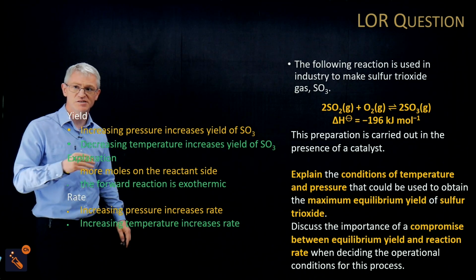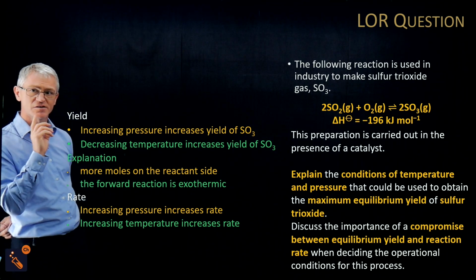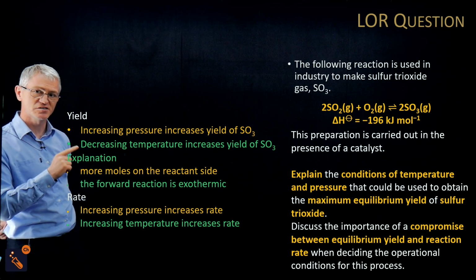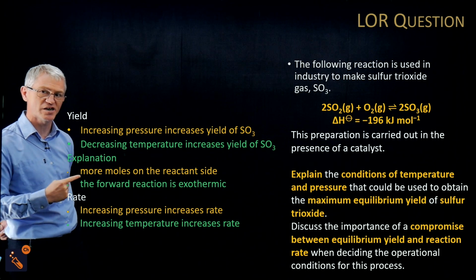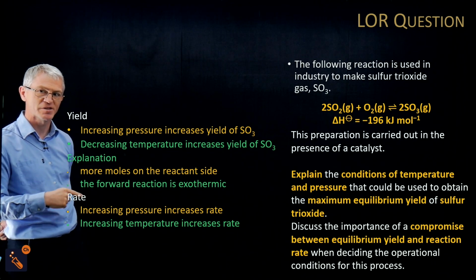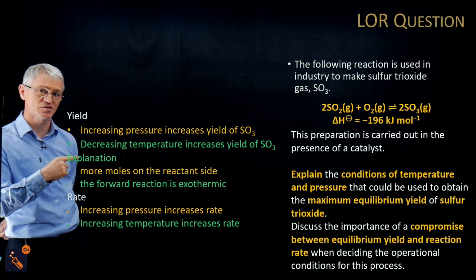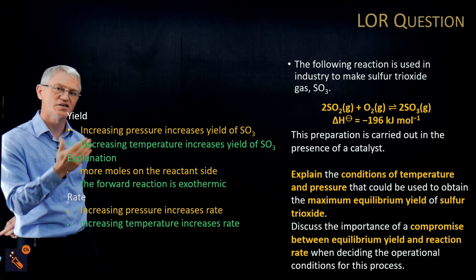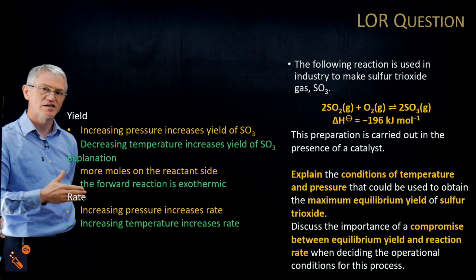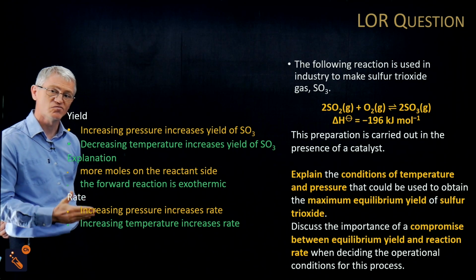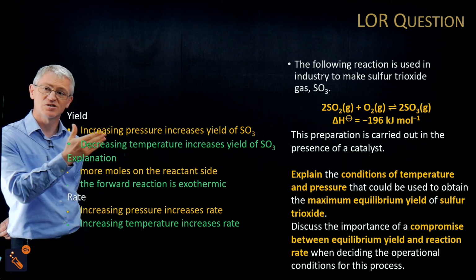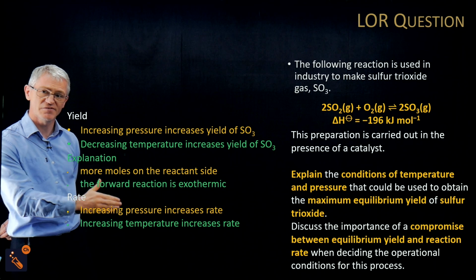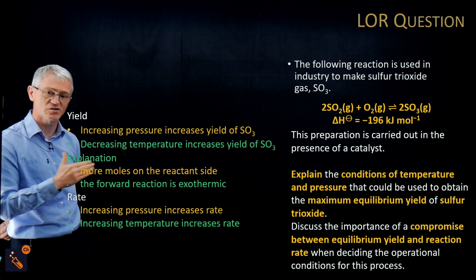temperature. Okay, so decreasing temperature increases the yield. Now, why is that? It's because the forward reaction is exothermic. Because the forward reaction is exothermic, if you decrease the temperature, it's going to want to do the opposite and make it hotter. It follows the exothermic reaction. Now, the last bit is rate is increased by temperature. So you've got 2 points on each level, okay, and that's how you get your 6 marks in here.